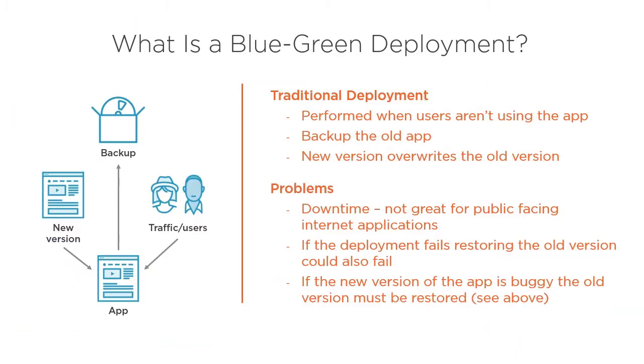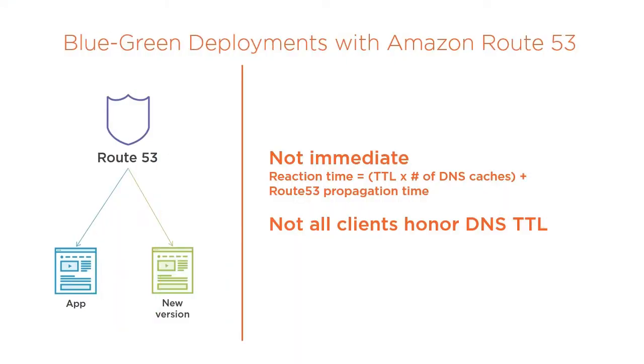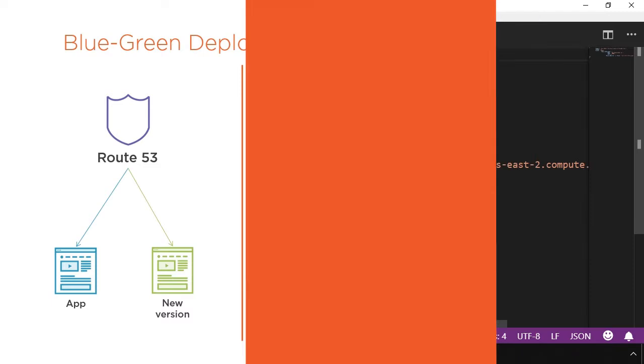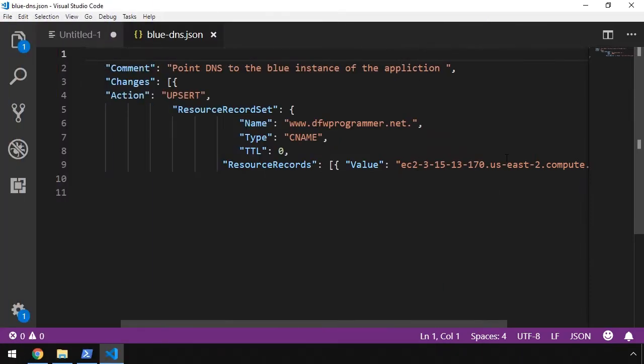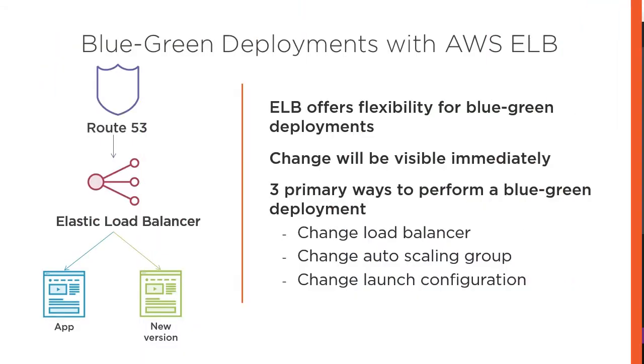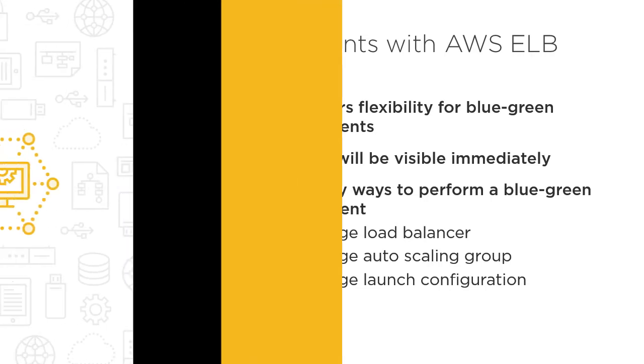In this course, you are going to learn what a blue-green deployment is and when you should be doing one. Then, you will explore several ways to perform blue-green deployments, starting with using AWS's Route 53. After that, you will learn how to improve the blue-green deployment using the AWS Elastic Load Balancer.